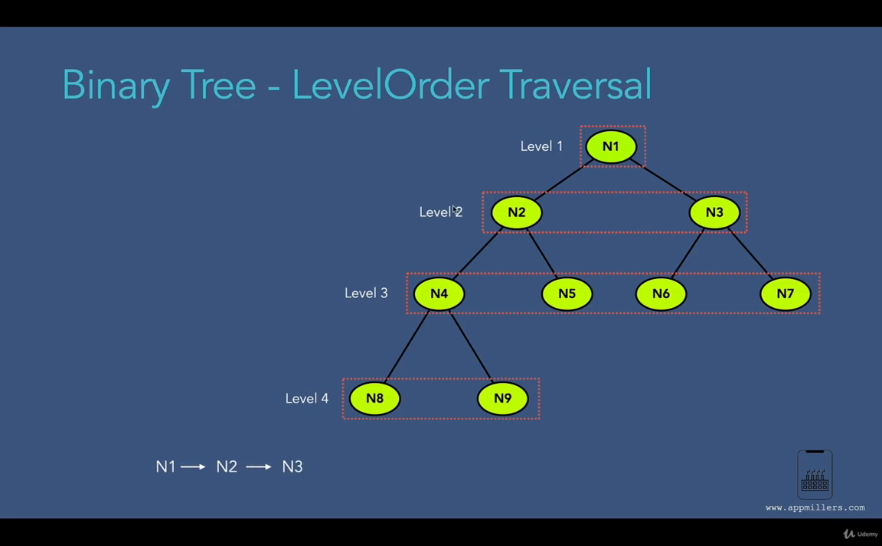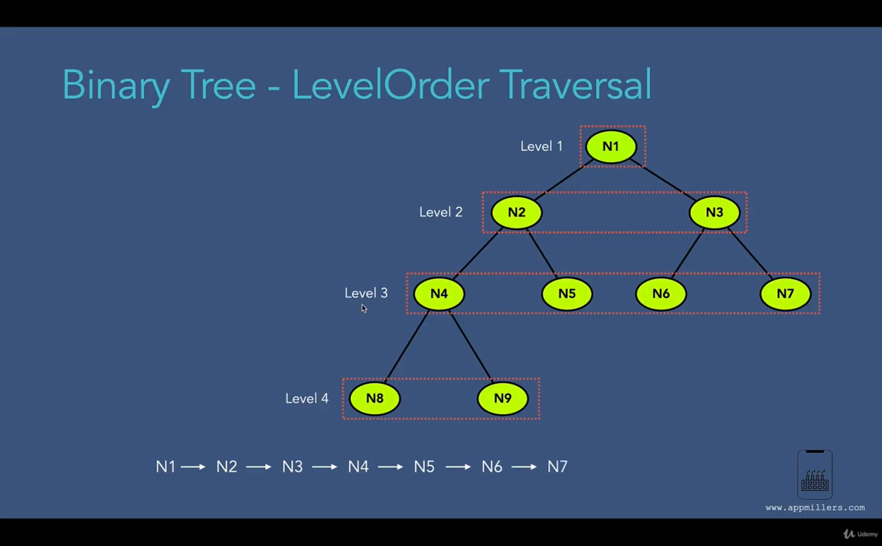Then after finishing the second level, we continue to the third level. In the third level, the leftmost node is N4, so we visit N4. Then we continue to the right, which is N5. Then we continue to the left child of the right subtree over here, which is N6. Then we visit N7 in this case, which is the right child of the right subtree.